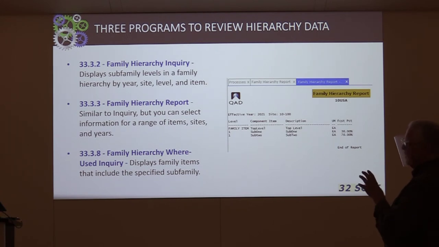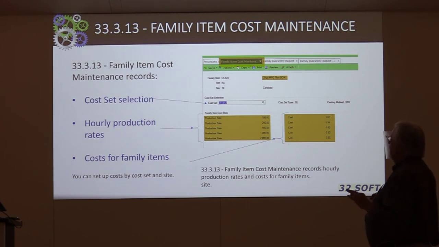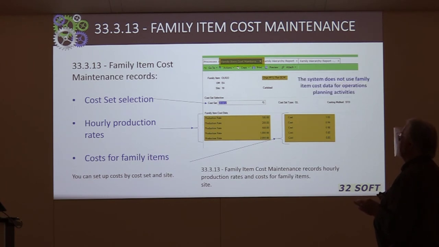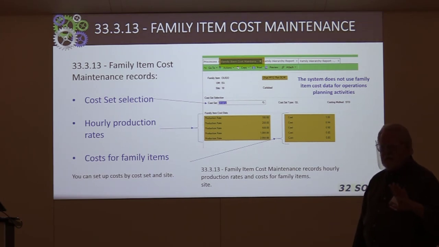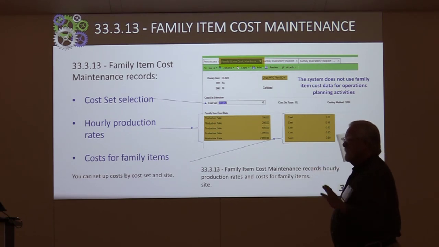With all tools within the S&OP, you usually got an inquiry, a report, and a where-used, common QED functionality. You can also input the cost of a family in the 33.3.1. However, be cautious, the system does not use family item cost for operations planning activity. So it doesn't pay attention to what the cost is. It only pays attention to the forecast, that target inventory level, and your sales forecast.